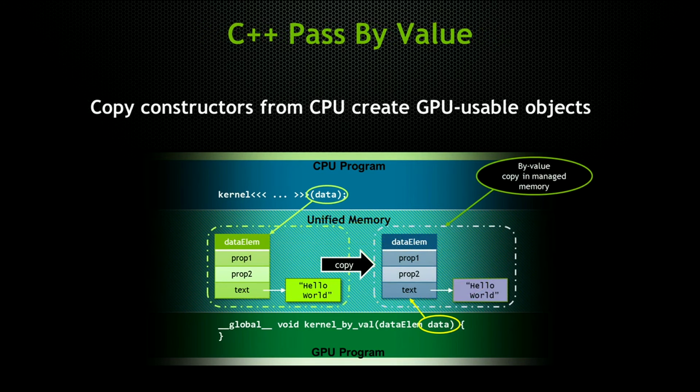And if we want to instead do pass by value, we can define our kernel to use pass by value parameters. And what will happen is we'll invoke our copy constructor. In the case of the data element struct, it's going to use the default copy constructor. And then that will invoke the string's copy constructor that we defined explicitly. And we get a copy created in managed memory. And then the GPU will access that copy.